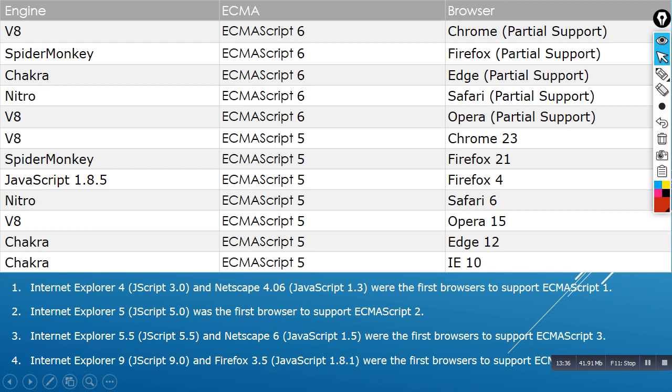There are a few notes. Internet Explorer 4 and Netscape 4.06 were the first browsers to support ECMAScript 1. Internet Explorer 5 was the first browser to support ECMAScript 2. Internet Explorer 5.5 and Netscape 6 were the first browsers to support ECMAScript 3. Internet Explorer 9 and Firefox 3.5 were the first web browsers to support ECMAScript 5. Let's move to our next slide.